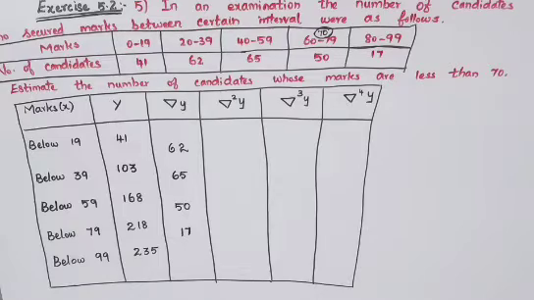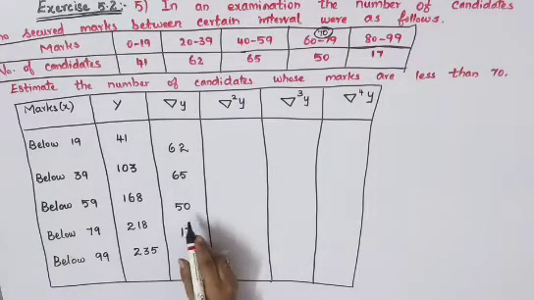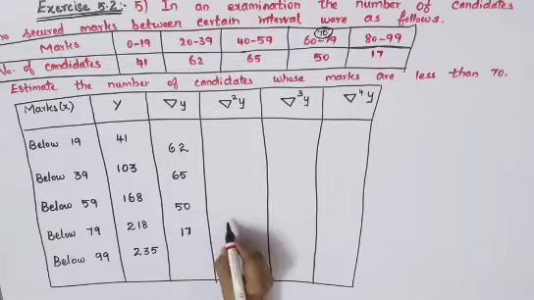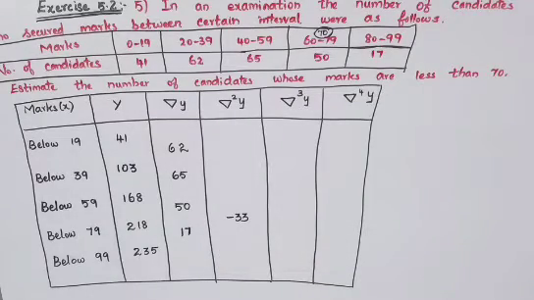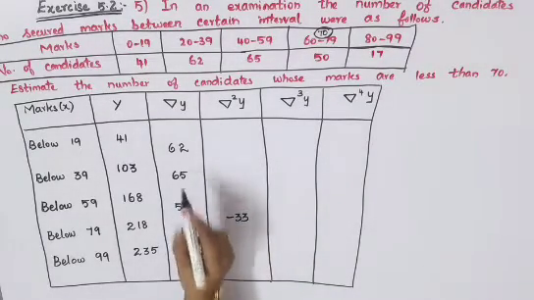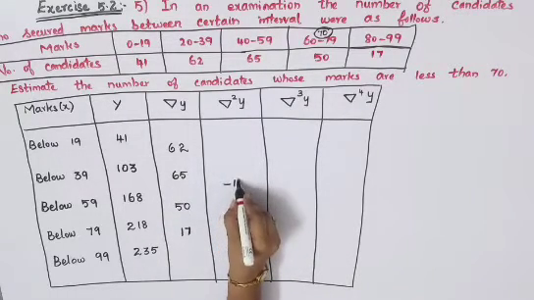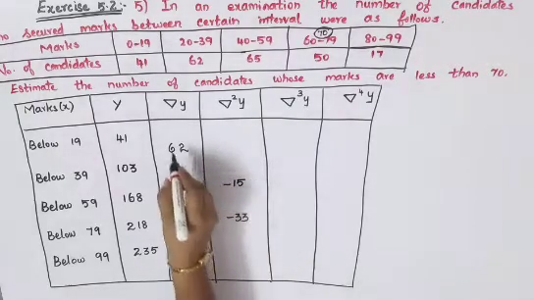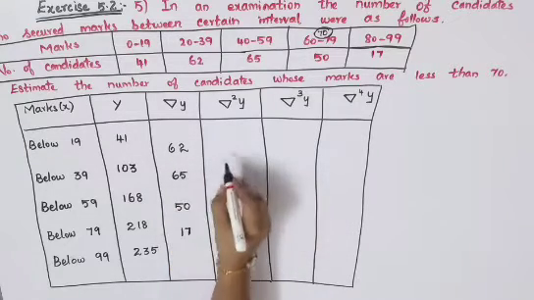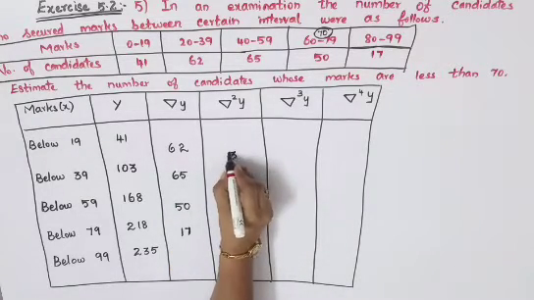So next is nabla squared y. Subtracting 17 minus 50, you will get minus 33, because 50 is the biggest number with minus. So minus 33. The next is 50 minus 65. Again minus 65 is there. So minus 15. Then 65 minus 62. 65 is positive. So you will get 3 over there.